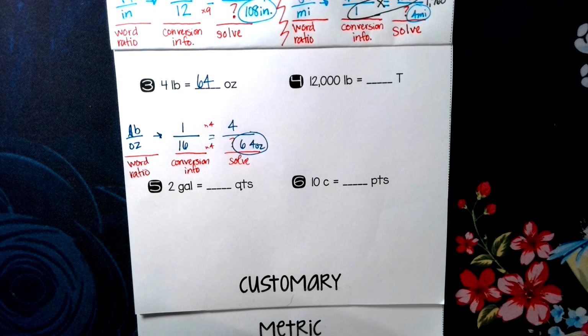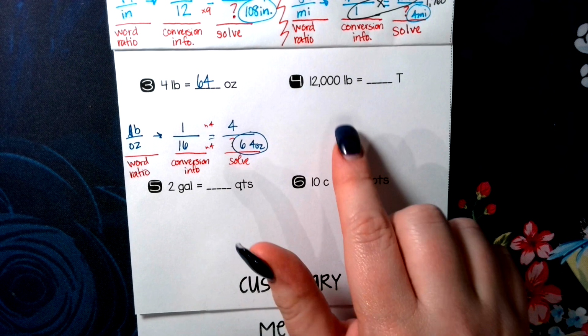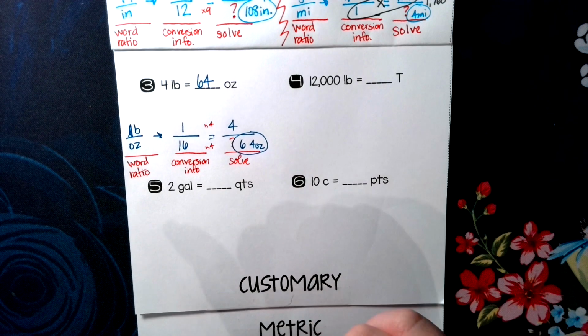So go ahead and stop this video. Work on those next 3 problems and check the answer sheet once you've got them done to make sure you're on the right track. Once you're done with customary, go ahead and flip next to metric.